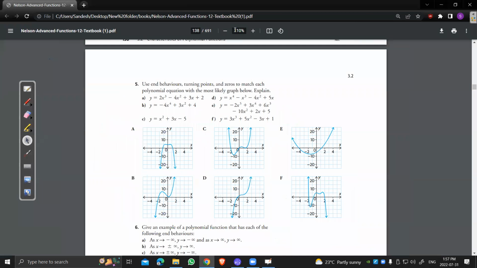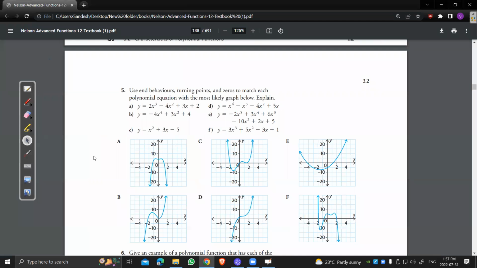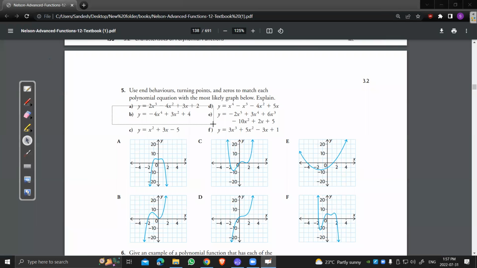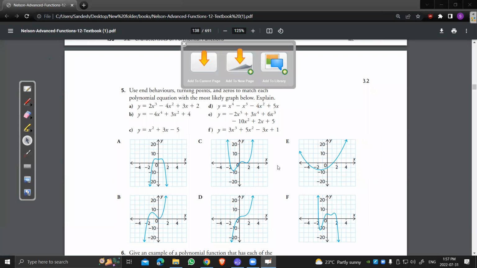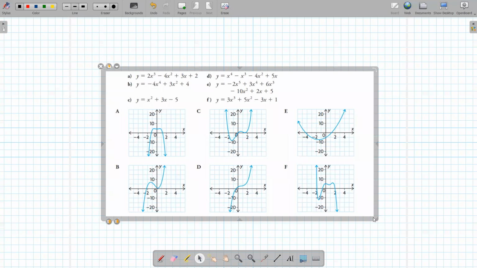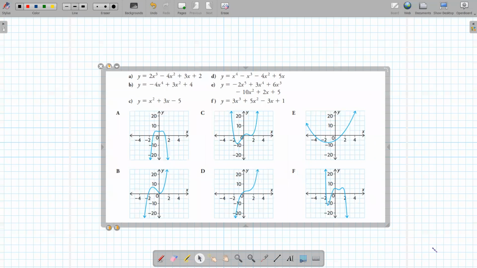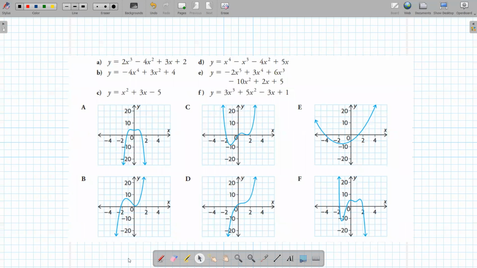Okay, it says match. Let's match this with this. How should we do this? Look at equation a, small case a. So that's a cubic polynomial, right? Because the degree is 3. Its leading coefficient is positive or negative? Positive, right? So which one could it be? It's degree 3.